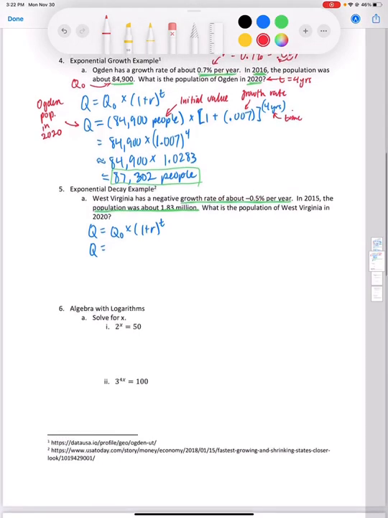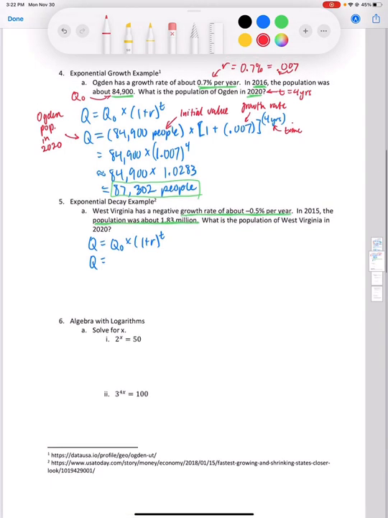So let's take a look at what we need for our variables. Our rate, R, is equal to minus 0.5%, which is equal to minus 0.005. Okay? Because I moved my decimal 2 places to the left. So that's my R. The population at 1.83 million was the initial population. And then time is equal to 5 years, because I'm going from 2015 to 2020.